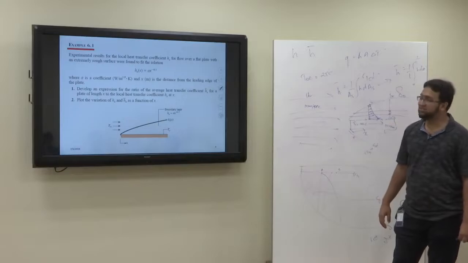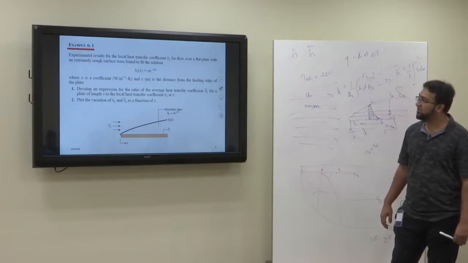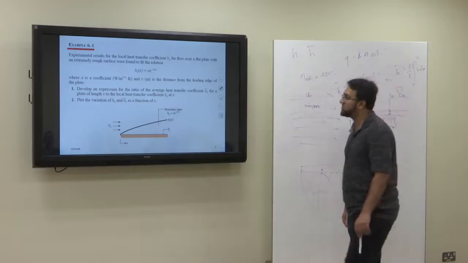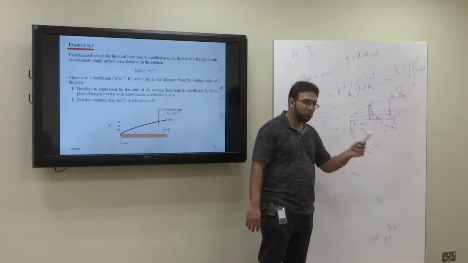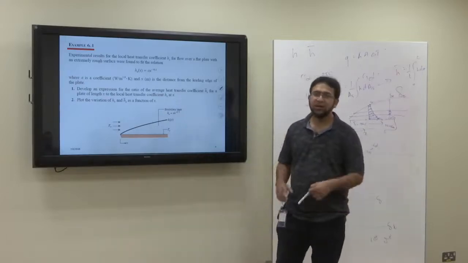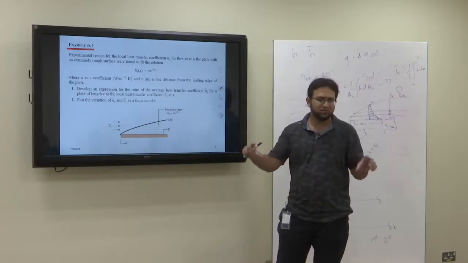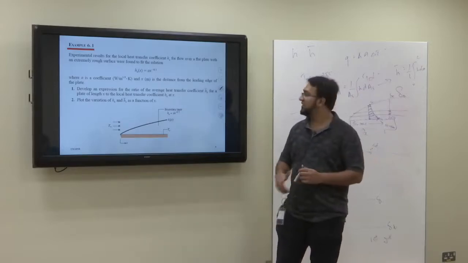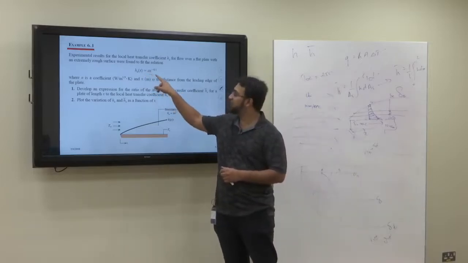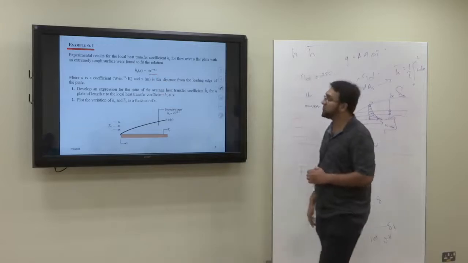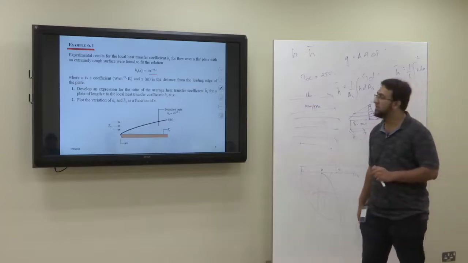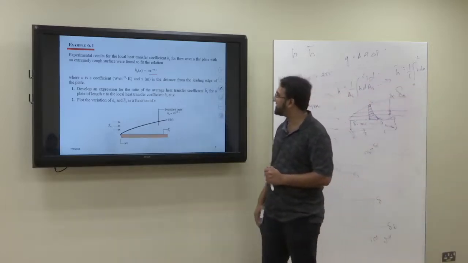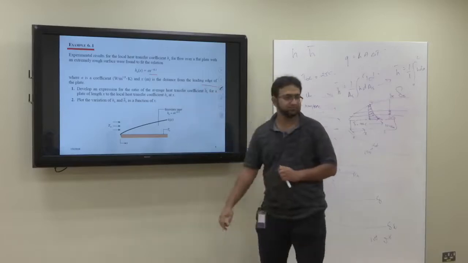Experimental results for the local heat transfer coefficient over a flat plate with an extremely rough surface were found to fit this relationship. As you know, h is a function of x. You change the position of x, h will change, local value. Somebody experimentally determined that for a very rough, flat surface, h is a function of x like this: a times x raised to the power negative 0.1. They determined this experimentally, where a is a coefficient and x is the distance from the leading edge of the plate.